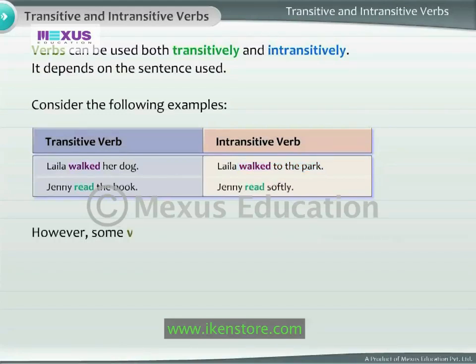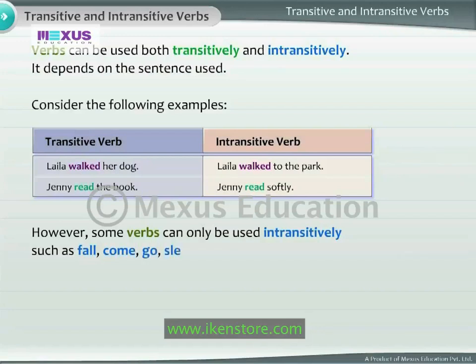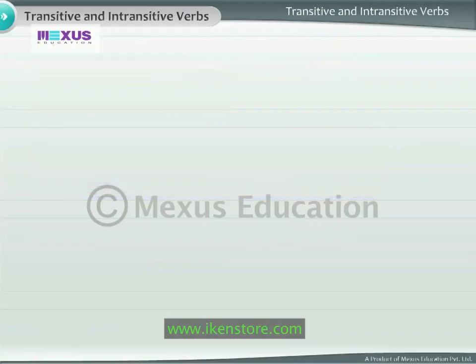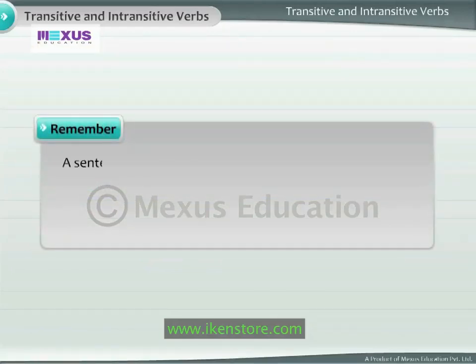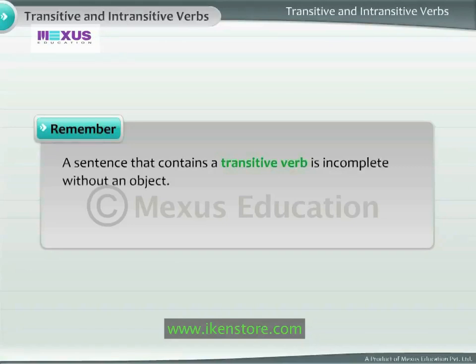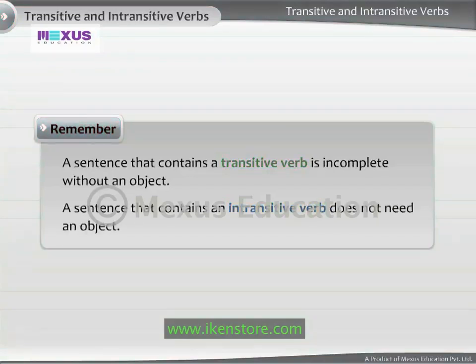However, some verbs can only be used intransitively, such as fall, come, go, sleep, lie, etc. Remember, a sentence that contains a transitive verb is incomplete without an object. A sentence that contains an intransitive verb does not need an object.